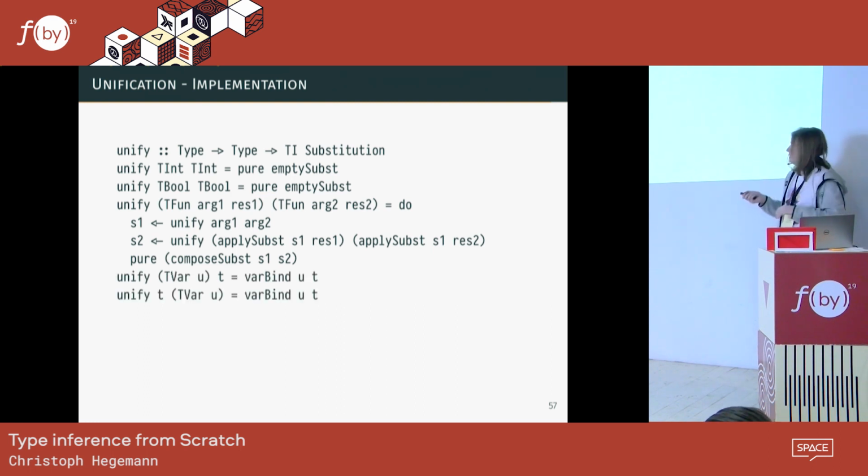The variable case is here. That's where we use our var bind function. And see that there's two clauses here. That's because, as I said, unification is commutative, so we need to make sure we cover it both ways around.